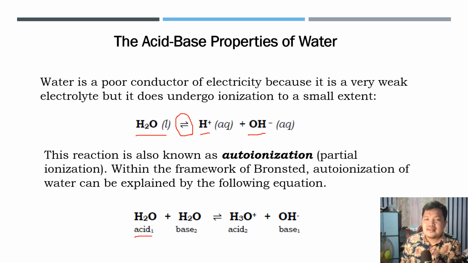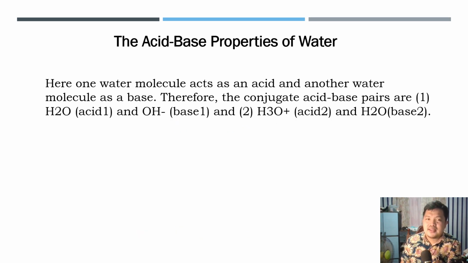Merong acid plus base na water, and then meron na form na hydronium acid, and then the hydroxide base. Okay, so let's move on. So here, one water molecule acts as an acid and another water molecule as a base. Therefore, the conjugate acid-base pairs are H2O acid and OH base 1, and number 2 is H3O, that's the acid 2, and H2O as the base.